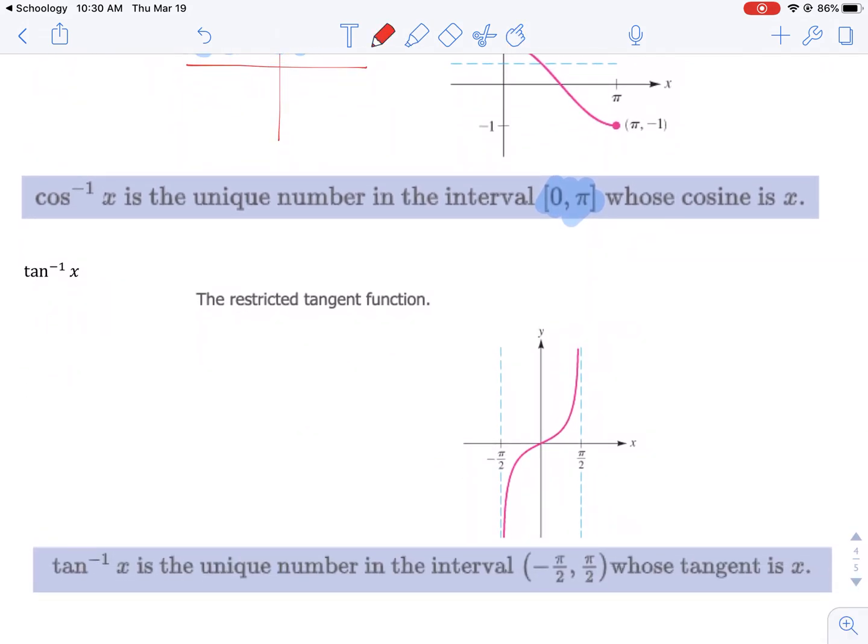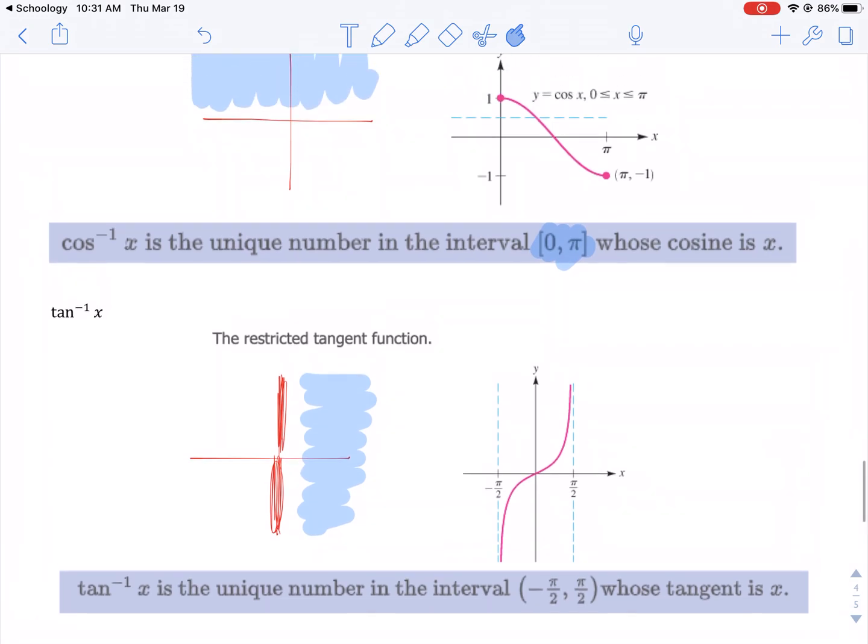And then tangent is between negative pi halves to pi halves. But make sure you don't include these. Don't include this or this, because you'll get undefined. Hence those asymptotes. So use this to help you as you're going through tonight's homework.